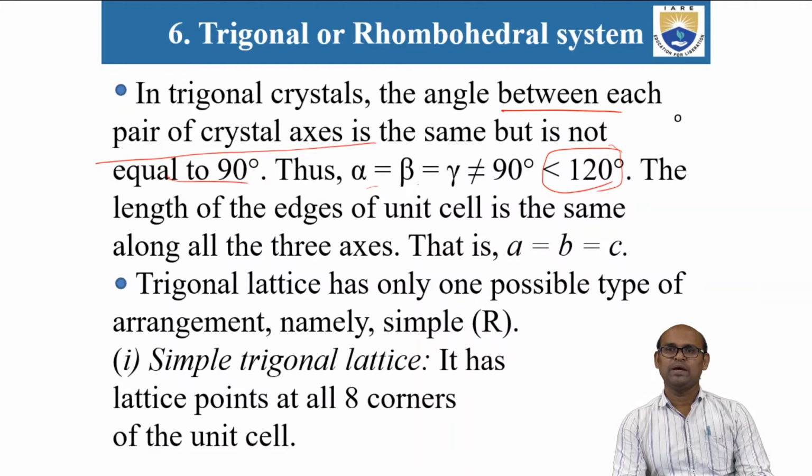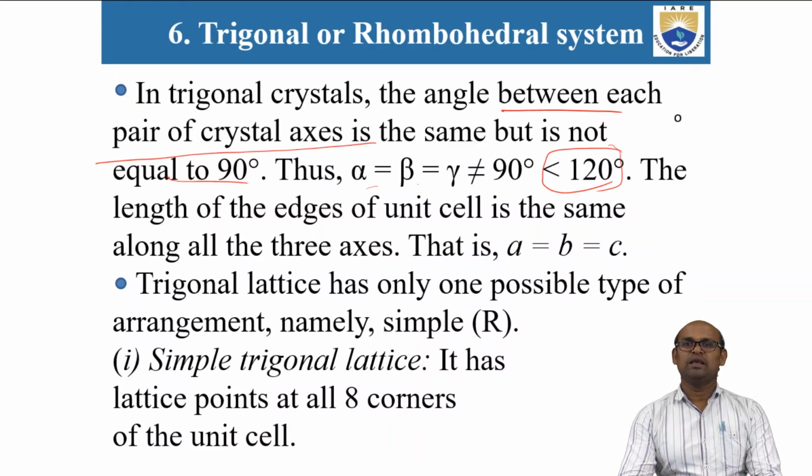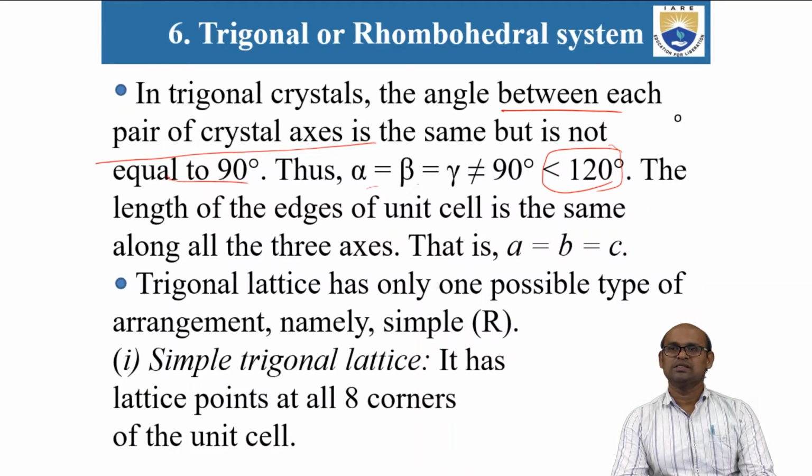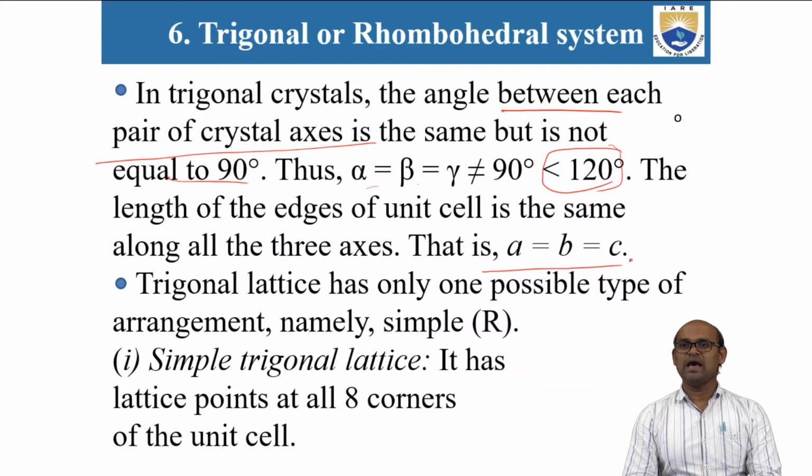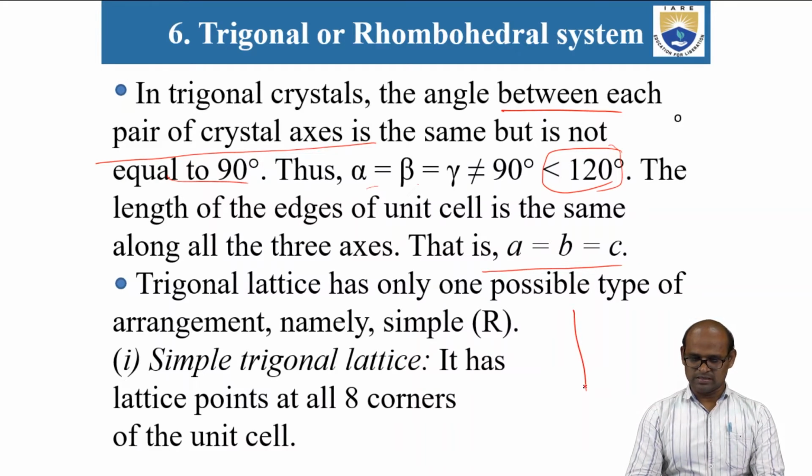If you look at any pair of the axes, they are not perpendicular to each other. So the angle between any two crystal axes is not 90 degrees, but it is less than 120 degrees. And the length of the edges of the unit cell is the same along all three axes. So it has all three axial lengths the same, that means a equal to b equal to c.